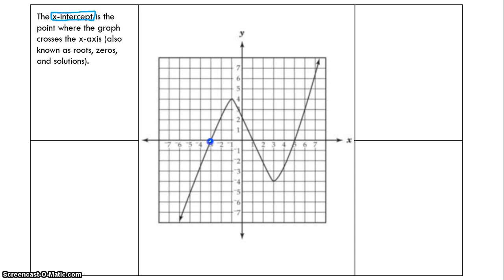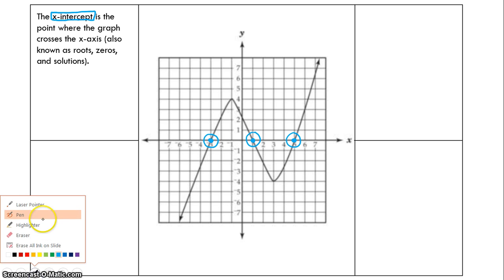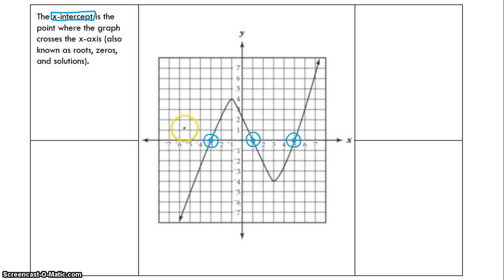So for x-intercepts, I see where I'm crossing the x-axis. There's one point. There's a second point. And there's a third point. So I actually have 3 x-intercepts here. So I'm going to go ahead and label that this is an x-intercept, and this one is -3, 0. I'm going to label this x-intercept, and this is 1, 0. And I'm going to label this x-intercept, and this is 5, 0.